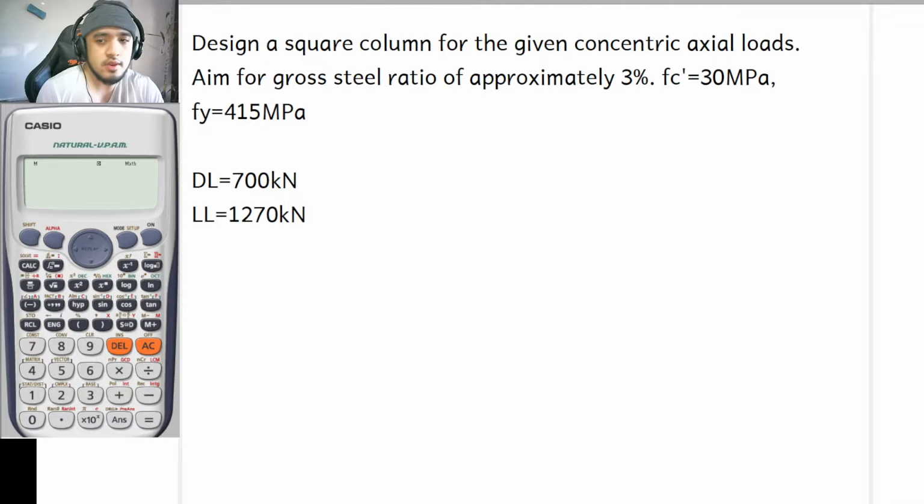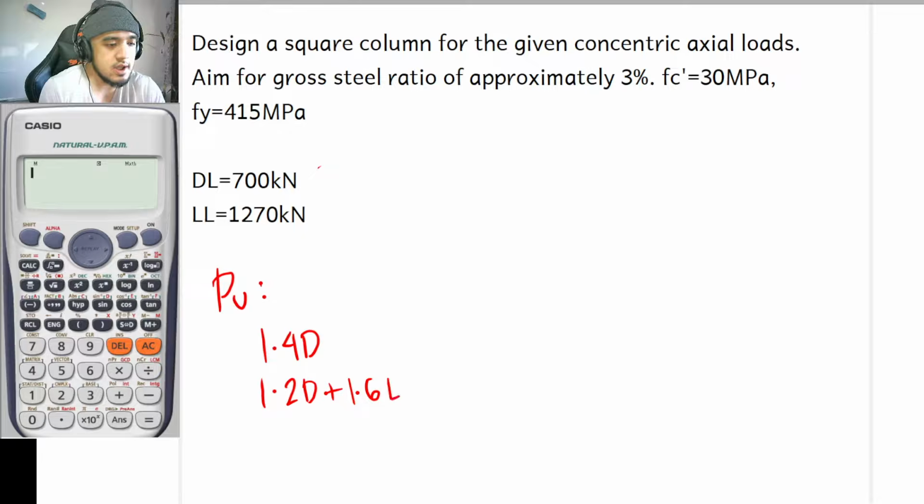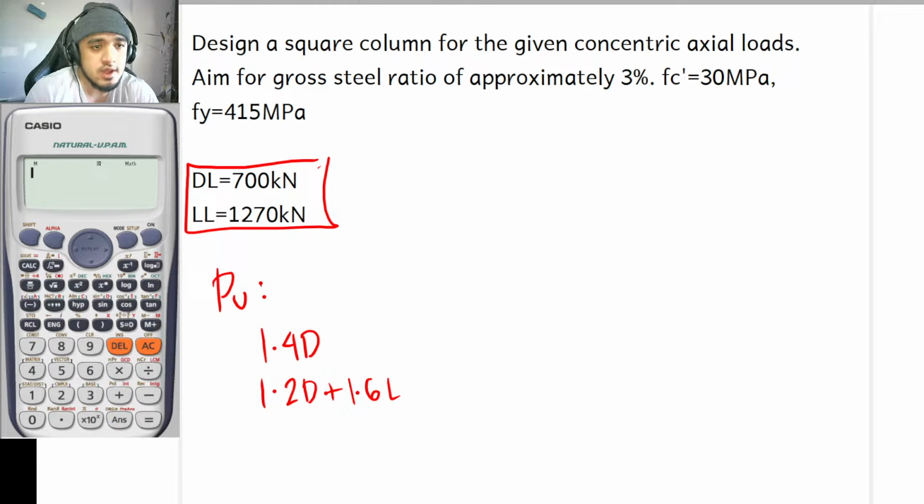When we are to deal with this kind of problem, the first thing that we will be needing to do is to get the value of Pu. The value for your Pu may either be 1.4 dead load or 1.2 dead load plus 1.6 live load, because we only have these two. But if we would be having wind loads and earthquake loads, that is to be another problem or another method, where we would be introducing other load combinations.